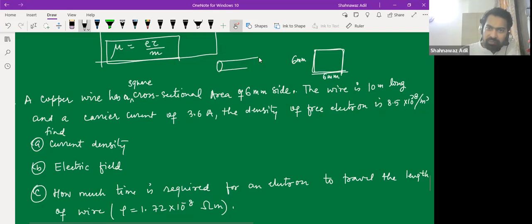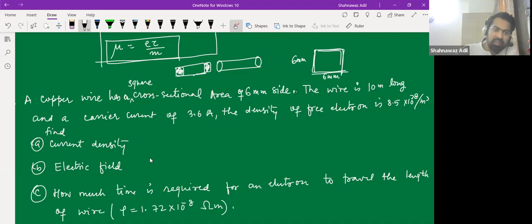cylindrical. But you have a square copper wire in this question, and the cross-sectional area. So this was the cross-sectional area, right? And this has a 6 millimeter side, which means that area was 6 into 6, right? The wire was 10 meter long and a carrier current of 3.6 ampere was flowing. And the number density of electron was this.